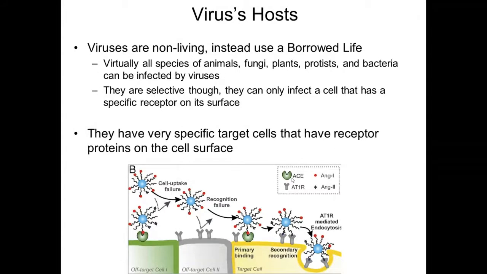All right. So viruses aren't living. Instead, they live what's called a borrowed life. They have to use the machinery from their host cell to do the work that they need to do. So the host cell will provide ATP. The host cell will provide the ribosomes. The host cell will often provide the enzymes necessary to make new copies of the DNA, to transcribe the RNA, and to translate the protein.